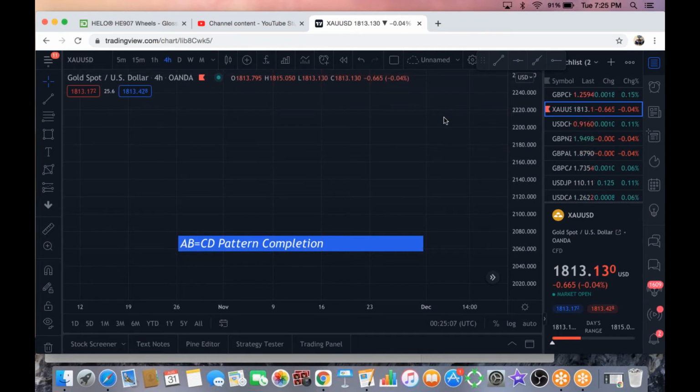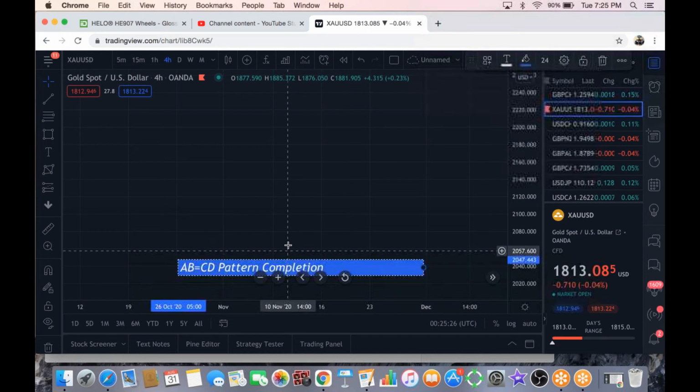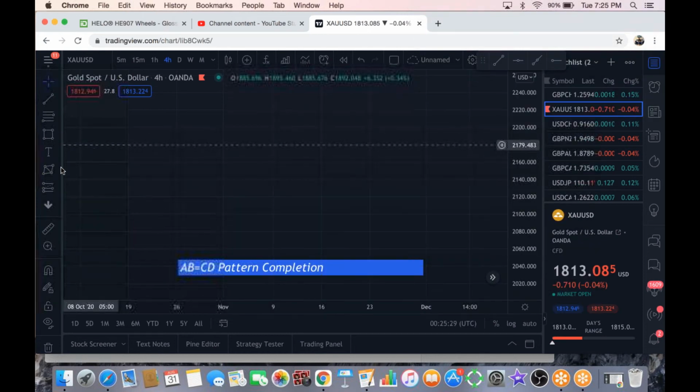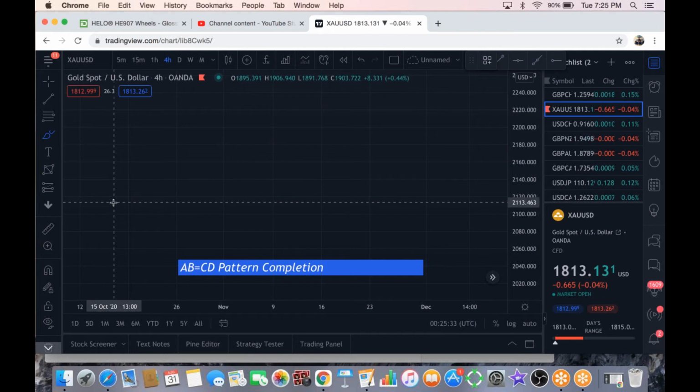So this AB equals CD pattern completion, it happens a lot in the market. It's one of the major patterns that I really enjoy trading, and it's really easy. It's very simple. So I'm going to show you guys a few different examples of how it actually works. I'm going to show you an example first because this is a good one to actually draw out so that you guys can see this.